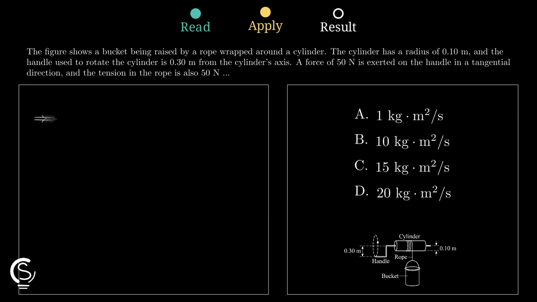Next, we find the opposing torque from the rope tension. Multiply the 50 Newton tension by the 0.1 meter cylinder radius to get 5 Newton meters in the opposite direction.